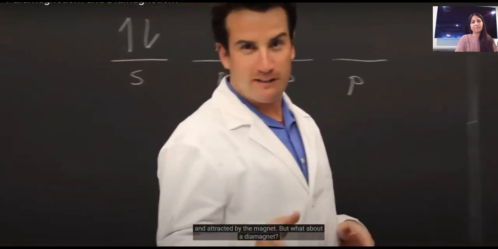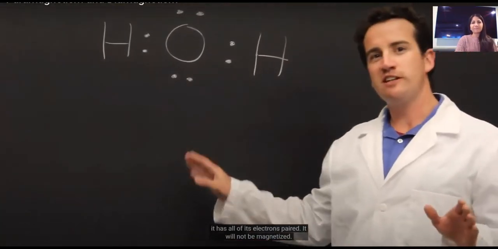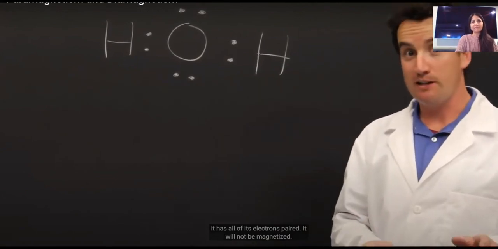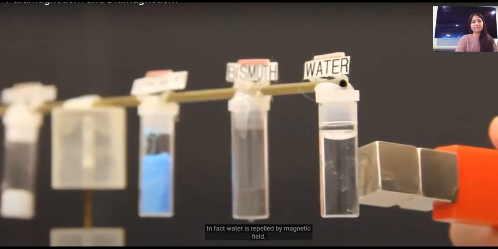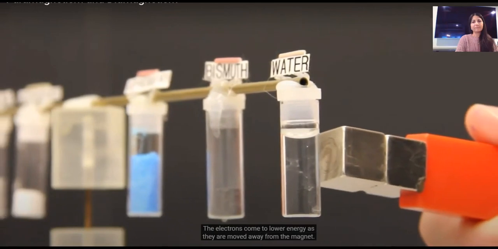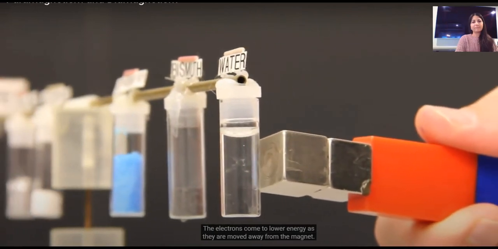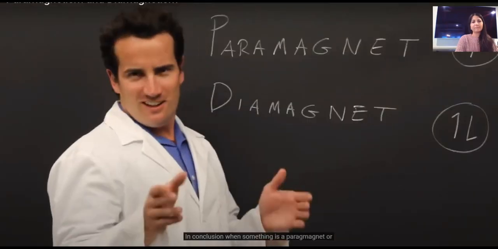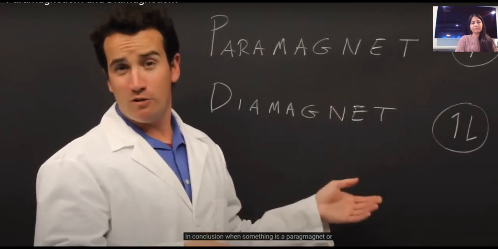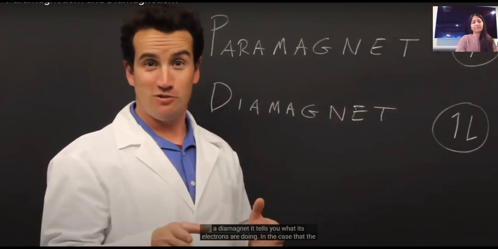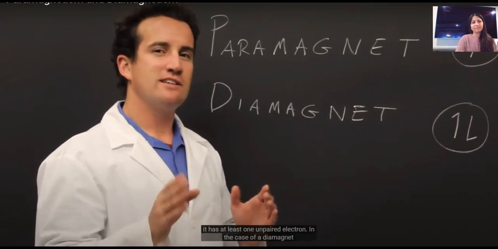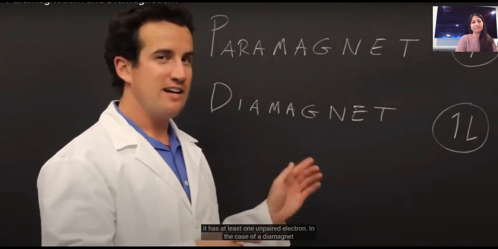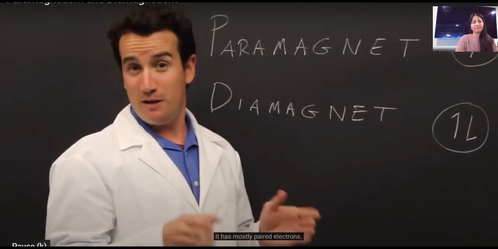But what about a diamagnet, like water? Yes, the water molecule. It has all of its electrons paired. It will not be magnetized. In fact, water is repelled by a magnetic field. The electrons come to lower energy as they are moved away from the magnet. In conclusion, when something is a paramagnet or a diamagnet, it tells you what its electrons are doing. In the case of a paramagnet, it has at least one unpaired electron. In the case of a diamagnet, it has mostly paired electrons.